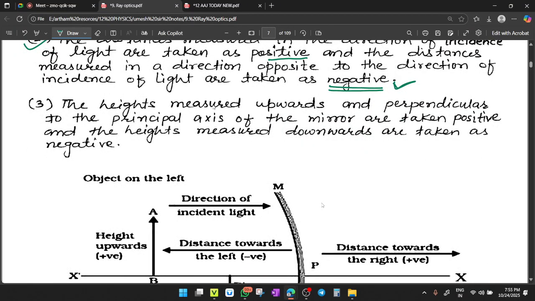Now, the heights measured upward from the axis. If you are measuring the height of an object, upward from the principal axis is taken as positive, and when you measure the height downward from the axis, that is considered negative. Clear? Heights measured upward and perpendicular to the principal axis of the mirror are taken as positive, and heights measured downward are taken as negative.